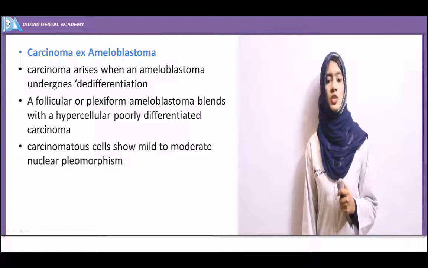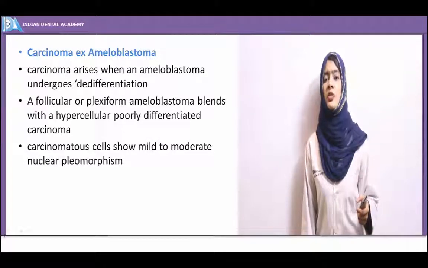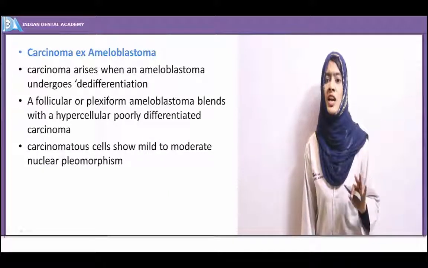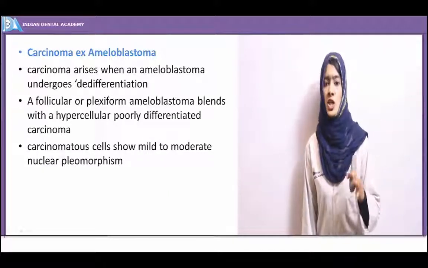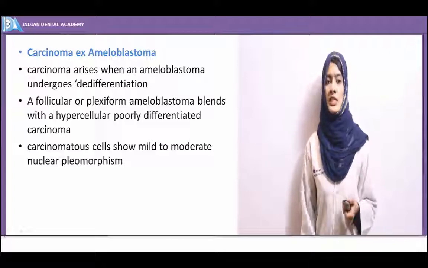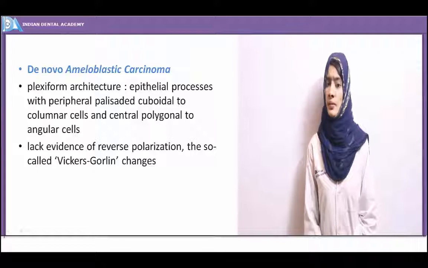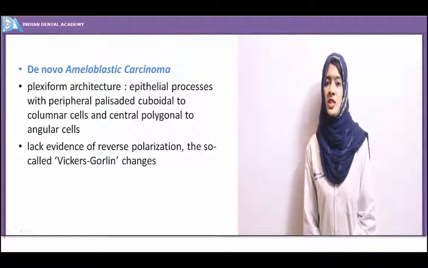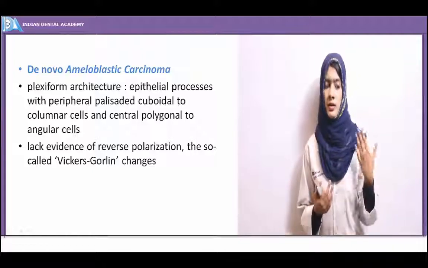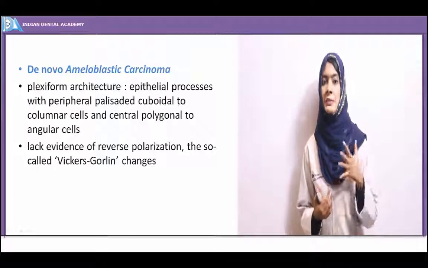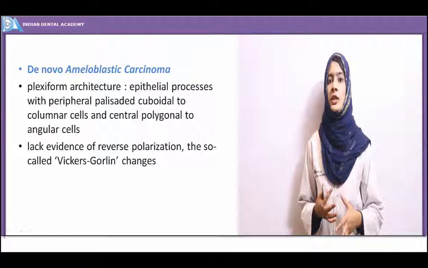Carcinomatous cells show nuclear hyperchromatism. There are changes in the number of cells and number of nuclei, increase in nuclear cytoplasmic ratio, and loss of polarity is seen. De novo ameloblastic carcinoma, as I told you, sometimes ameloblastic carcinoma just arises itself without showing any benign lesion. Okay, that is nothing but de novo.